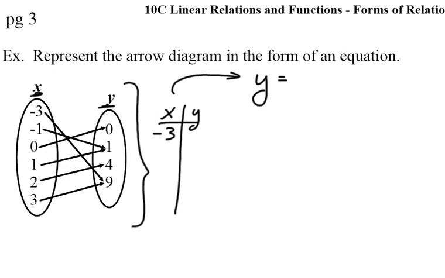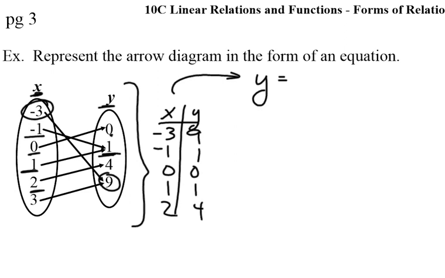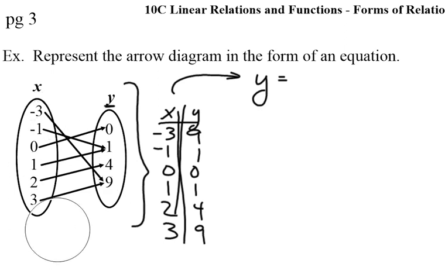We have negative 3 as an x element, and it's associated with 9. We have the negative 1, which is associated with 1. 0 to 0. 1 to 1. 2 to 4. And then the 3 to 9. So when we have a table of values, I think it's just a little bit more organized way of seeing that particular arrow diagram. And now, do you see, how does x become y?